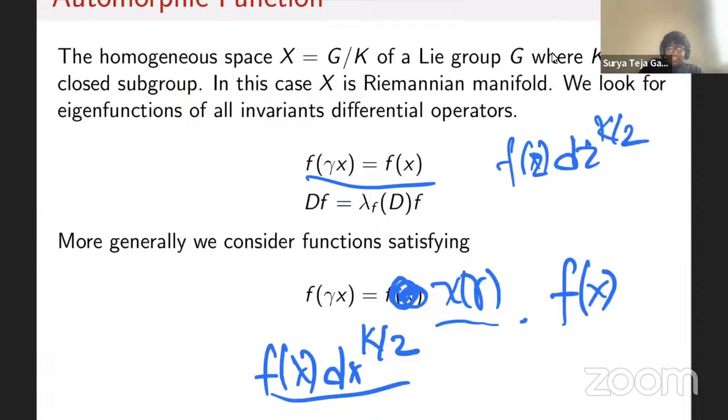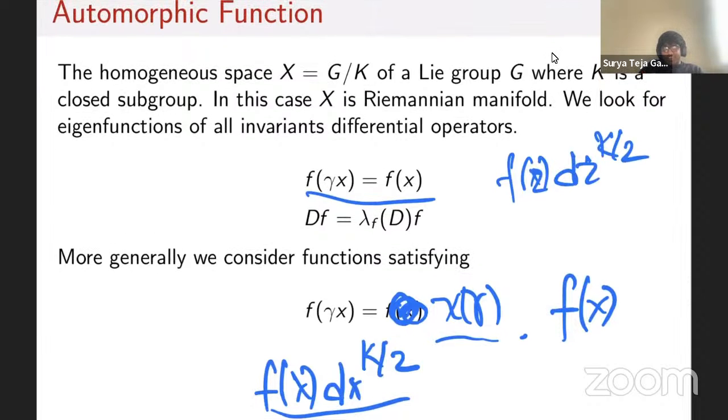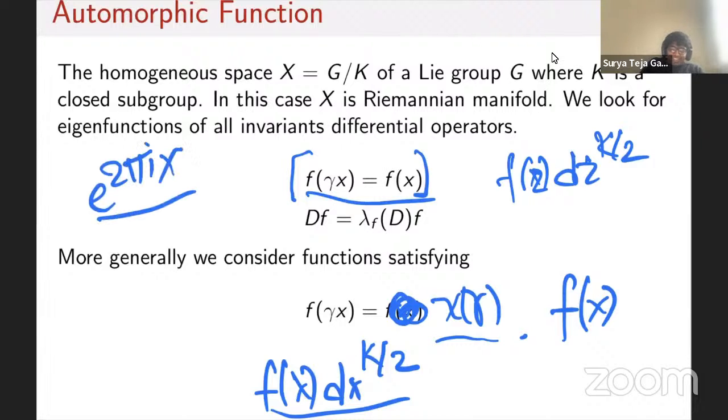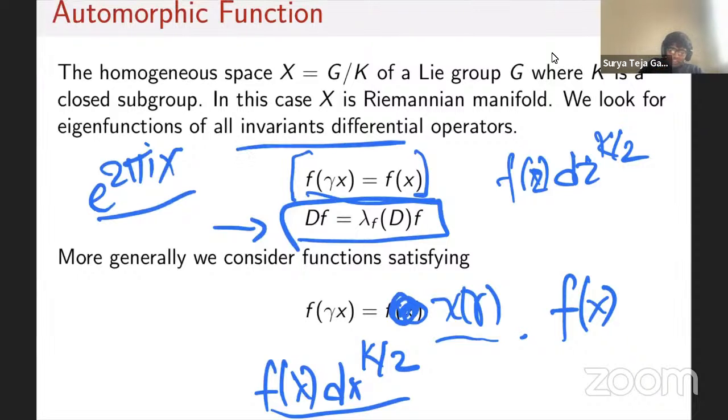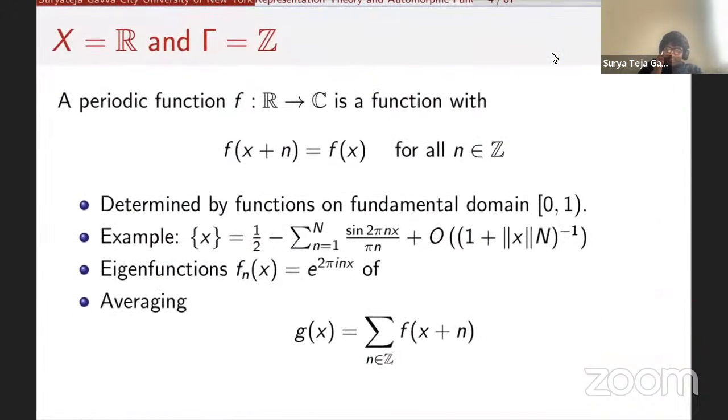Okay, so anyway, the notion of automorphic function is just some slight generalization of a periodic function, and we all just think of exponential 2 pi i x as a periodic function. And so we also ask for the function to satisfy some, we want it to be an eigenfunction of some nice differential operators. So let's see. In the case of R and Z, again, let's take the basic cases. You want a periodic function that just satisfies these equations.